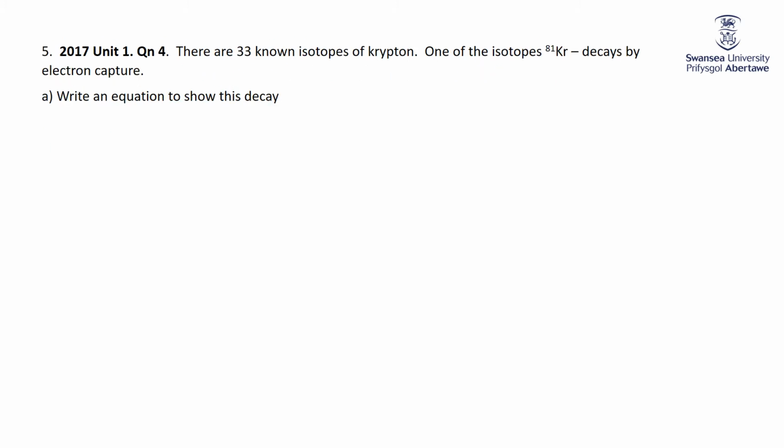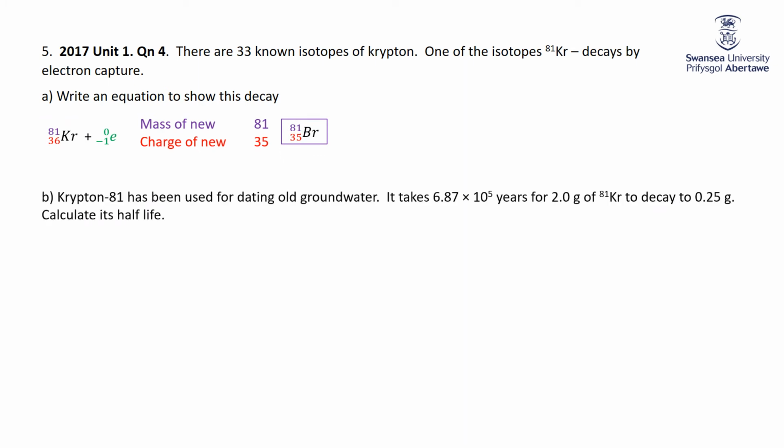Krypton has 33 known isotopes, jolly good for krypton. One decays by electron capture. So we take 81 krypton, which has an atomic number of 36, and have it react with an electron. Our new nucleus is going to have a mass of 81 because we've got a total mass of 81, and the nuclear charge is going to be 36 minus 1, so that's 35. 35 is bromine, so that's 81 bromine.